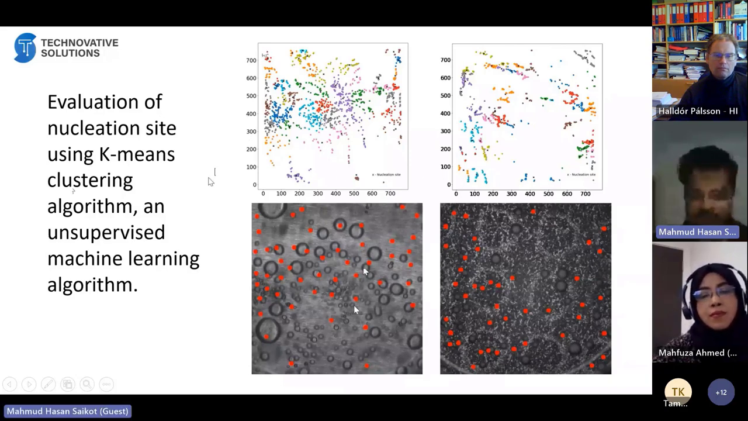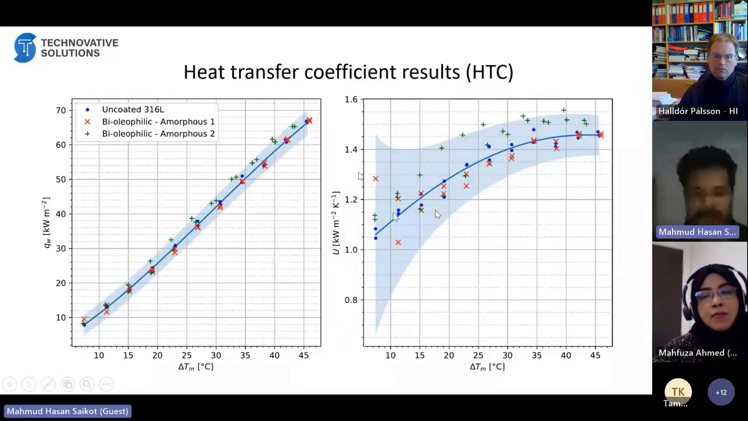And as you can see, these are the nucleation sites that were generated with our algorithm. We have pointed them out with red dots. So now, I would like to hand over the presentation to Halldór, and he will talk about the experimental results.